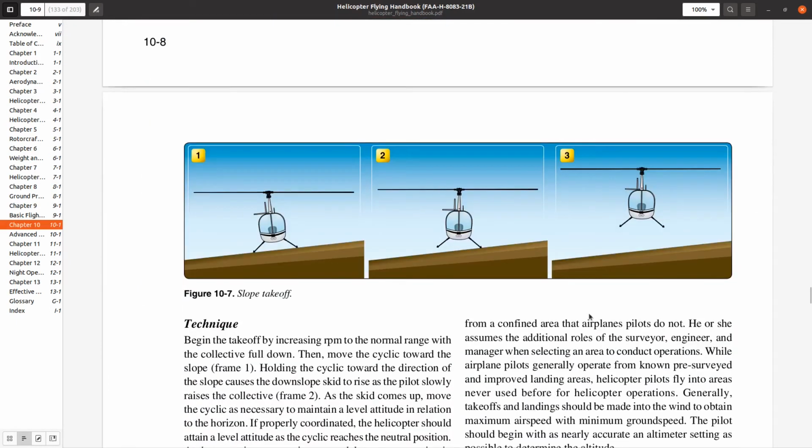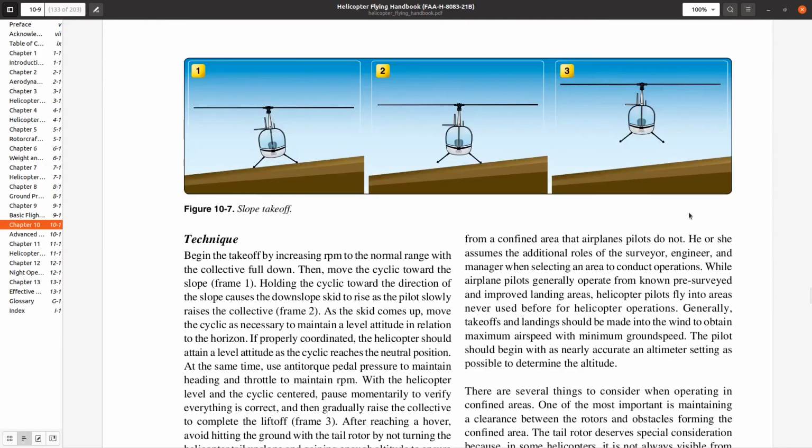How do you take off? You just reverse that. You start by putting cyclic into the hill, slowly raising the collective until it brings up the downhill skid. Pop it into a hover, scoot away from the hill before you turn. Make sure you're clear of the hill. Don't turn and put the tail rotor right into the hill. That's bad. It can't be done too slowly, so take your time.